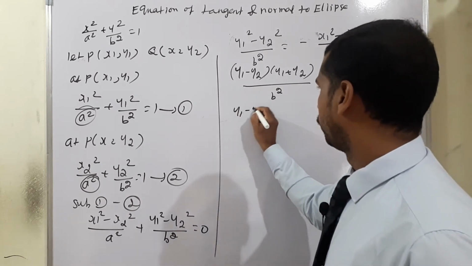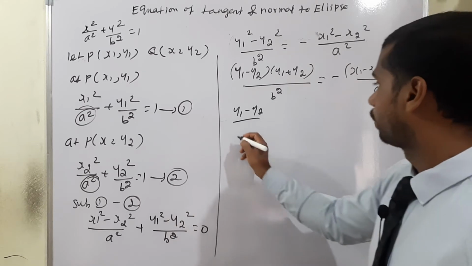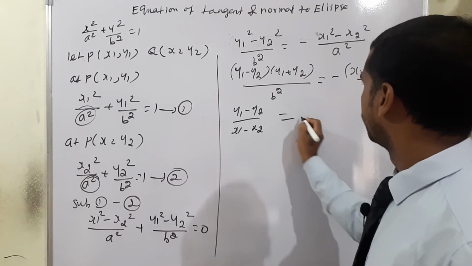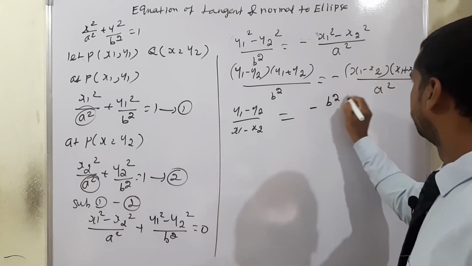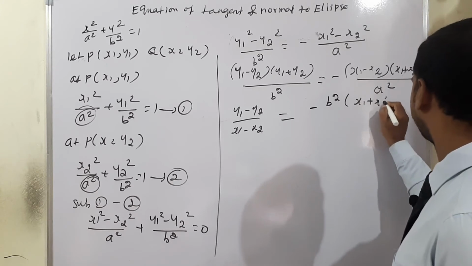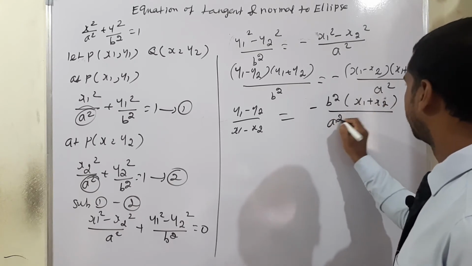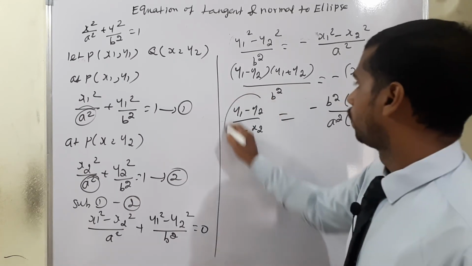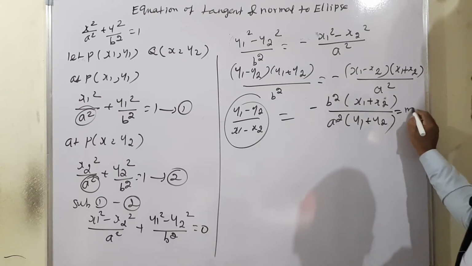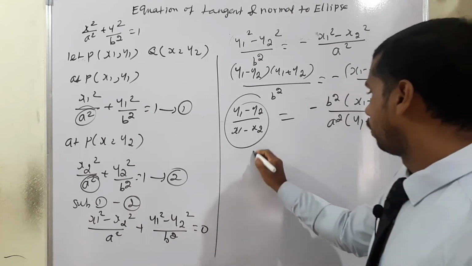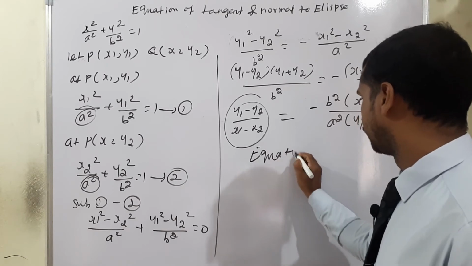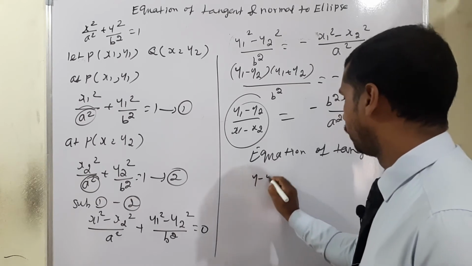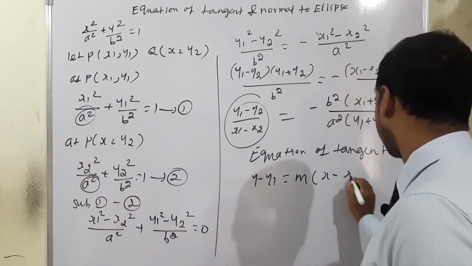Now y1 minus y2 as it is divided by x1 minus x2, then is equal to opposite side minus of b square into x1 plus x2 divided by a square into y1 plus y2. This is the slope form, isn't it? M is equal to this. First I am moving to find out the equation of tangent. So equation of tangent means formula y minus y1 is equal to m into x minus x1.